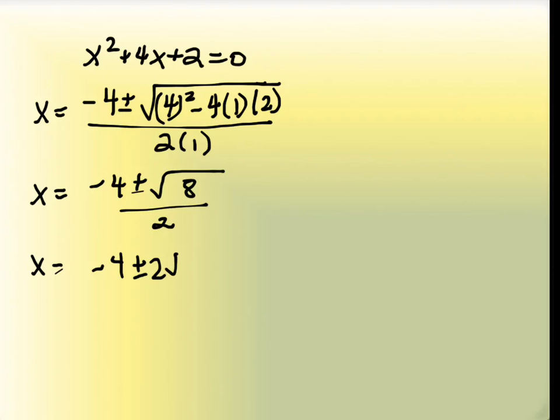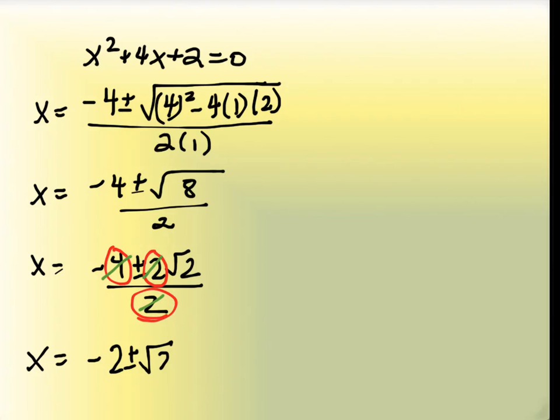2 square roots of 2. I hope from an algebra class and/or from trig you remember how to simplify working with these. Because of the 4 here and the 2 outside of the radical, I can simplify that with the 2 in the denominator. They all have a 2 in them, so they will all reduce and be divisible by 2, which leaves me with negative 2 plus or minus the square root of 2.